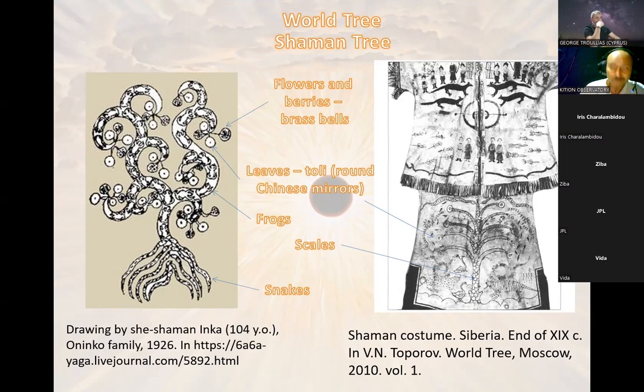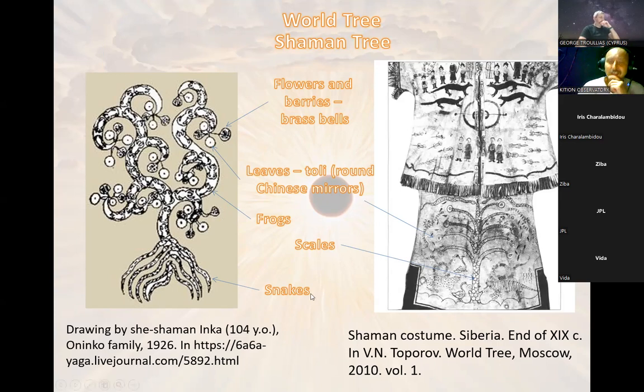And these questions were asked, and the shaman Inka, she was 104 years old, in 1926 she made this drawing of how the shaman tree looks like. So this is on one side, her drawing. On another side, we have a shaman costume. That costume shaman wear during rituals. And the lower part of it represents the underworld, and the shaman goes from the middle world to the underworld, and he or she goes by this shaman tree. The travel happens here and then back by the same trip to the upper worlds.